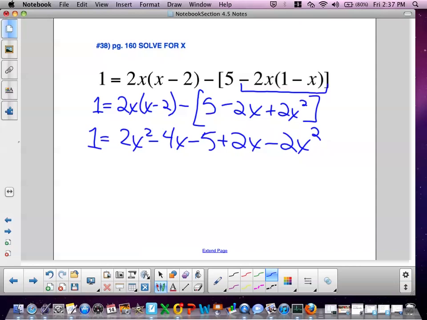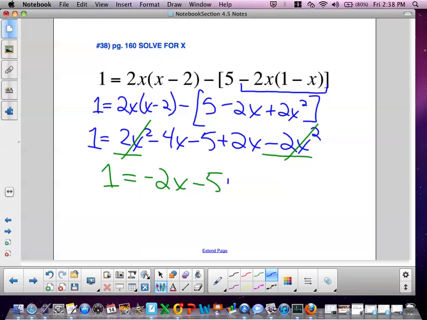Analyze for like terms, and you can see 2x squared and negative 2x squared. So the two squared terms will eliminate, combining negative 4x and positive 2x. So let's recopy the 1, negative 4x and positive 2x, negative 2x, and then minus 5. And now you have a simple equation which is easy for you to solve.